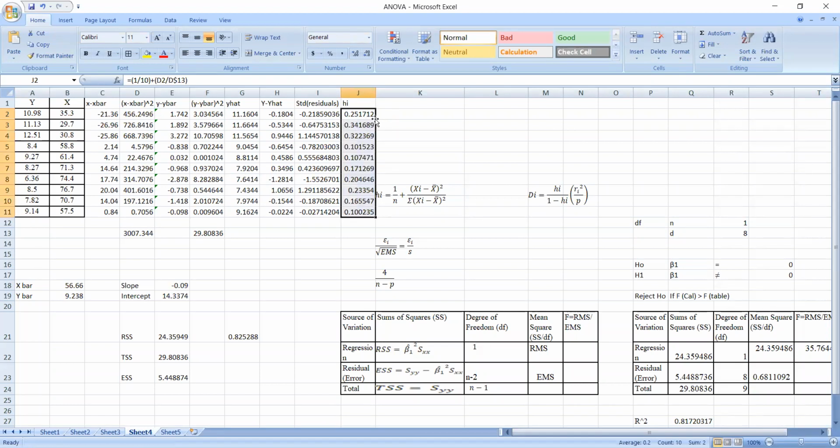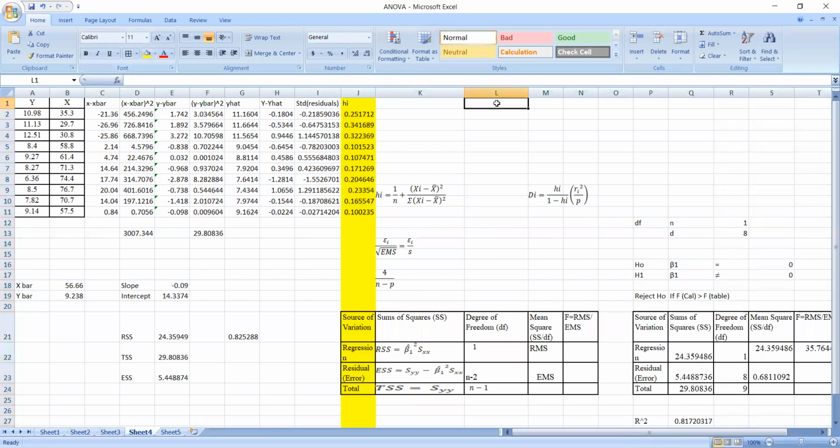So let's calculate the HI value. We have the HI values. What we have to do is just substitute into this equation and calculate the HI values. Now we know the HI values. These are the leverages for each and every observation.